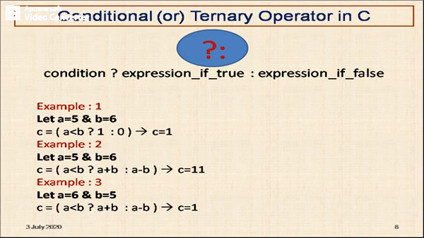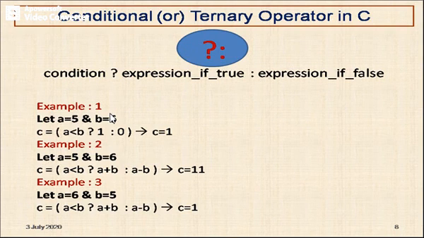Then conditional operator, which is also called a ternary operator. So far we have seen unary operator and binary operator. A unary operator involves a single operand, a binary operator involves two operands. Here it is the ternary operator, so it involves three operands. The symbol is question mark followed by colon. The syntax is condition question mark expression if true colon expression if false. So you can see three operands are there, 1, 2, 3. Three means that is a ternary operator.